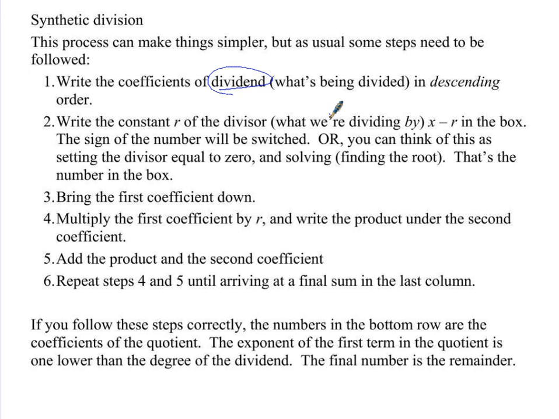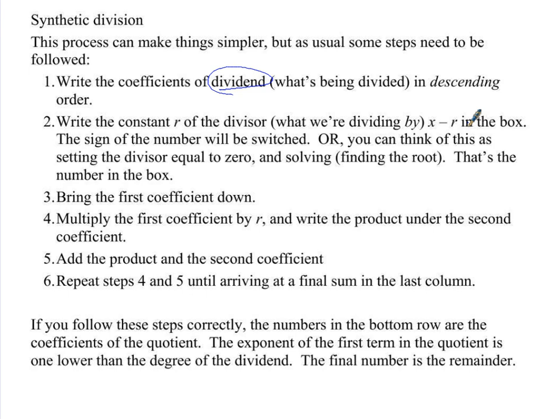Write the constant of the divisor. The constant of the divisor is the denominator, and I'm talking about the number that you see. So like x minus 2, r would be that 2 that's sitting there. What we're dividing by, x minus r. You put that number in the box, but the sign of the number that goes in the box, which you'll see, is switched. Instead of minus 2, in this example, if it was x minus 2, then you would put a 2 in the box, a positive 2. You switch that sign.